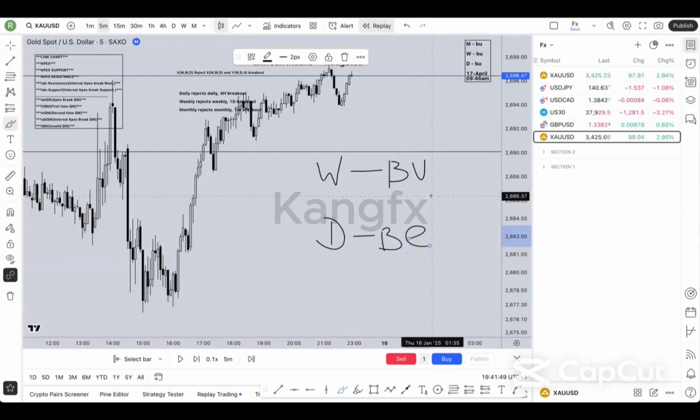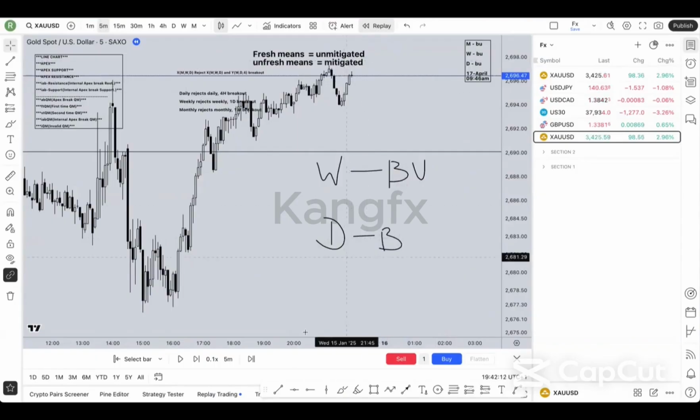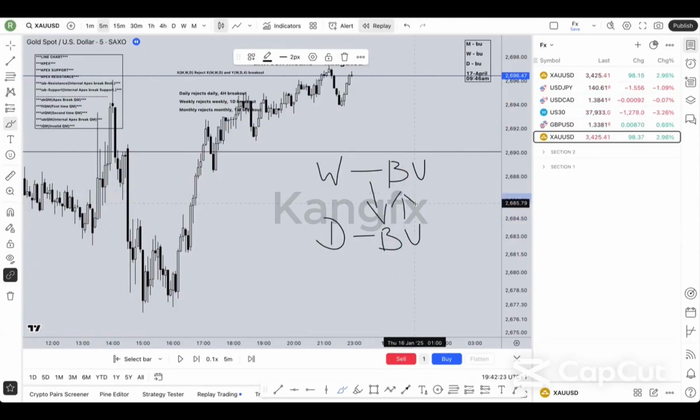I'll still wait. Then there's now a breakout after the rejection from an unfresh level, and that breakout makes daily correspond again to match up with weekly, becoming bullish. That means the storyline is valid, because despite it coming from an unfresh level, the storyline has now matched up with my weekly again. That means that area is considered my valid storyline.